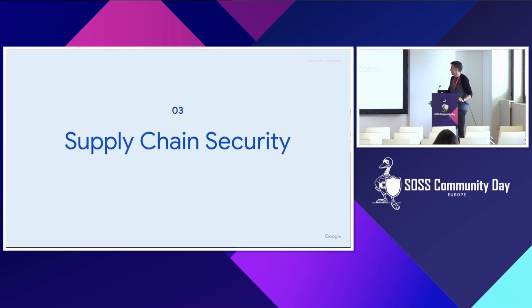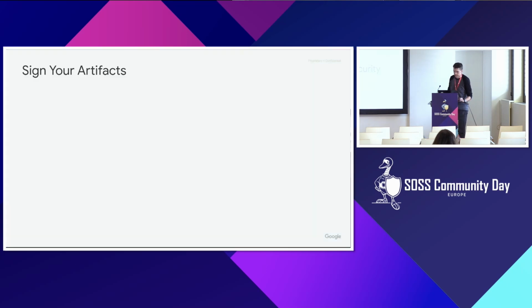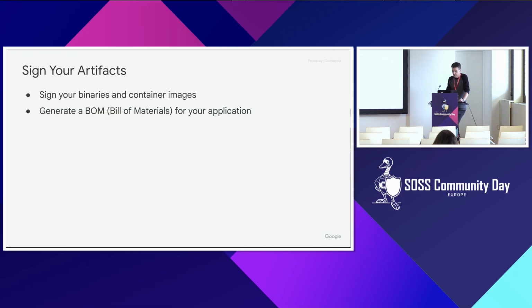Okay, now let's have a look at the first part, supply chain security. It's a large area. I will just touch on signing artifacts, and especially signing Go artifacts. Go is very much used for cloud native infrastructure, and most of the time, next to binaries, we release container images. So we want to sign both binaries and container images. Also, we want to generate a bill of materials for an application.